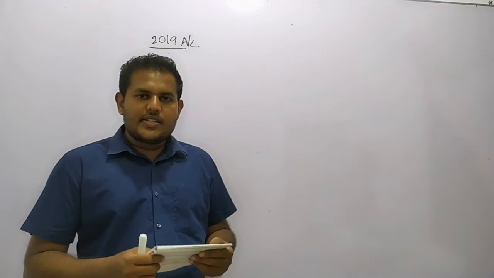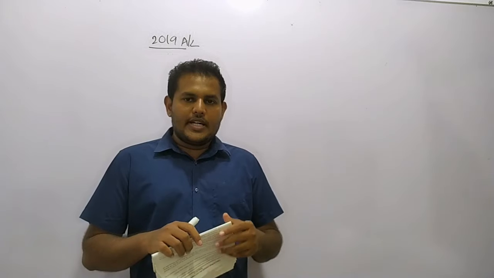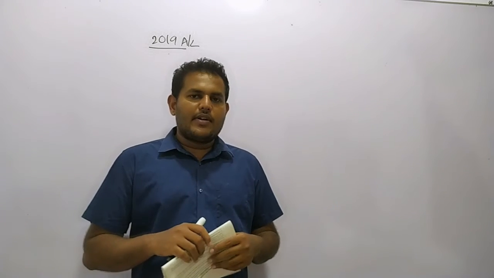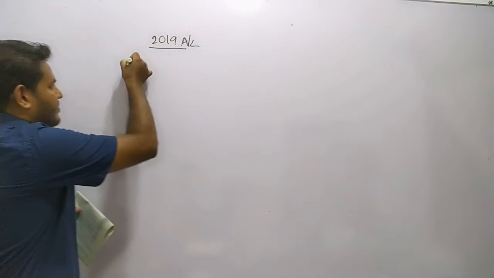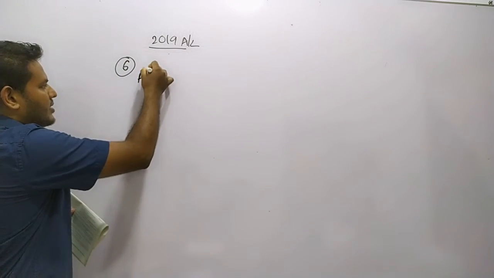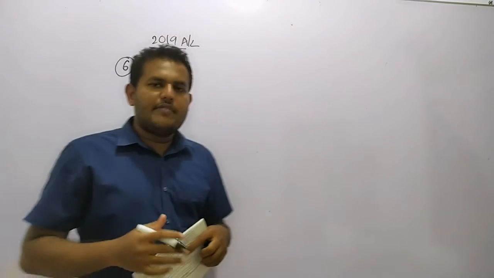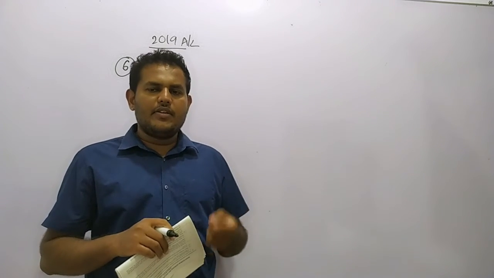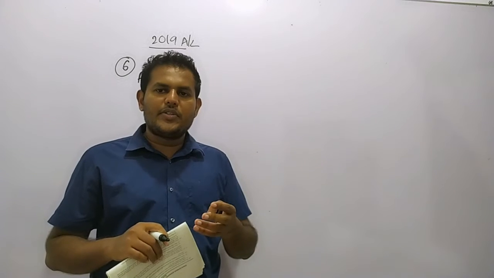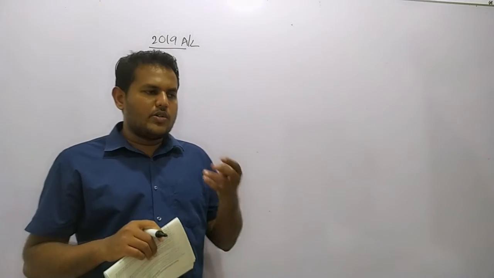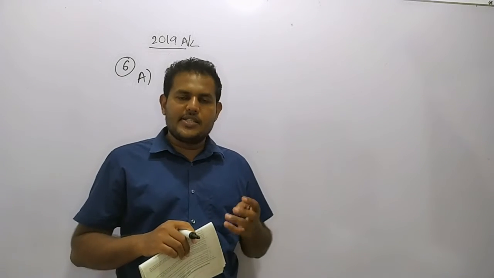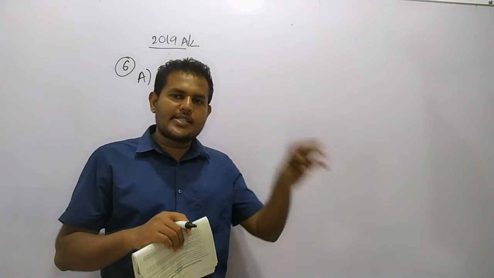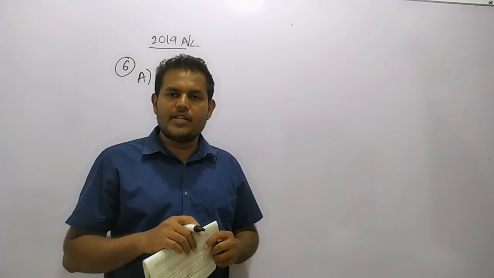So when we are discussing this 2019 O-level paper, the essay paper, here in question 6a, we are going to discuss question 6a. This question is related to acids, bases and salts. When we consider acids, the definition is very simple: HCl, HNO3, H2SO4. How do we say those are acids? Acids are releasing H+ ions into the solution. That's the basic definition for acids.